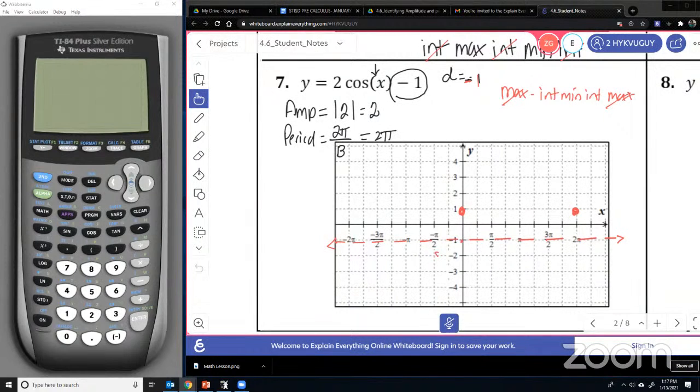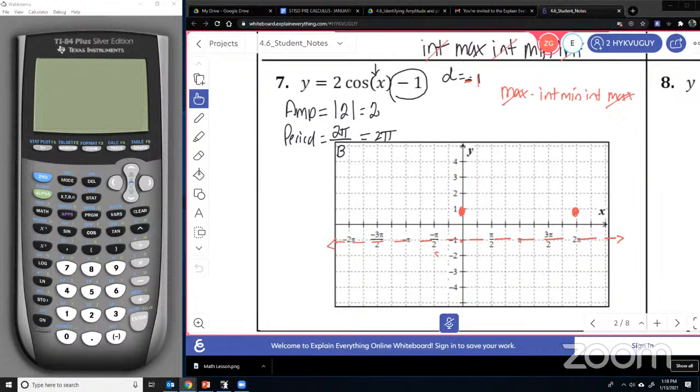Nano, Natalie, and Sarah, can you tell me where the minimum is going to occur? This is the max. Where does the minimum occur? Nano, Natalie, and Sarah. That's correct, Nano. Pi. So you go to pi, but you start at the midline. How many spaces do I go down?